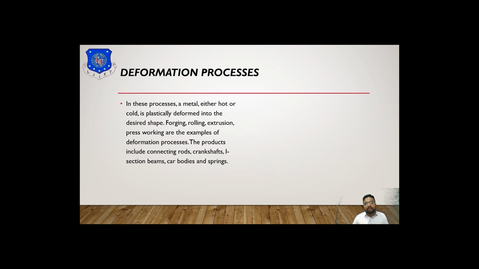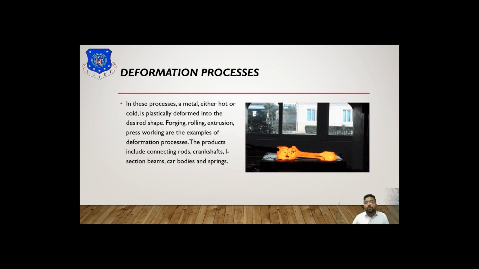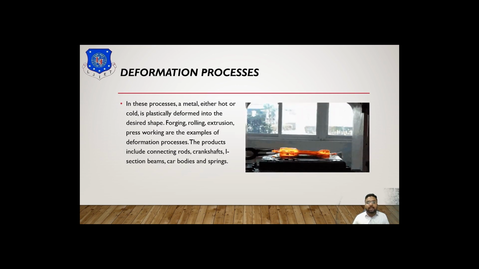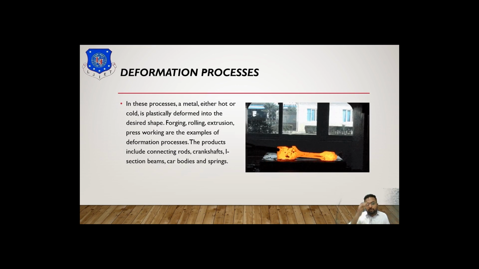Components like connecting rod, crankshaft, section beams, car body or spring can be manufactured by this process. Here you can see a connecting rod which is forged, which is also called the hot forging process, in a press. So in this animation, you can see how this forging process takes place.